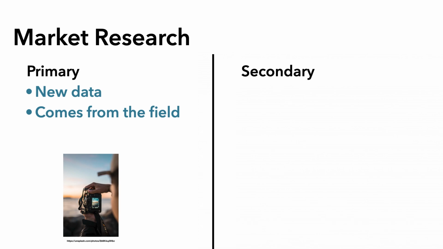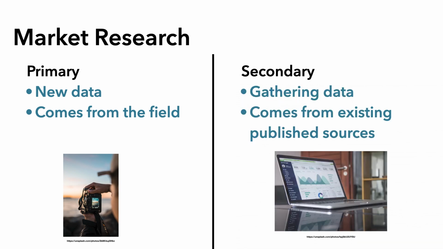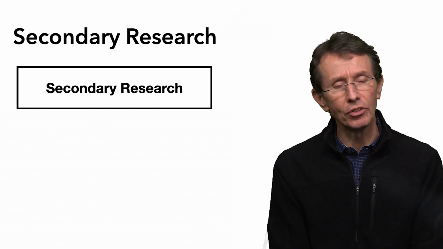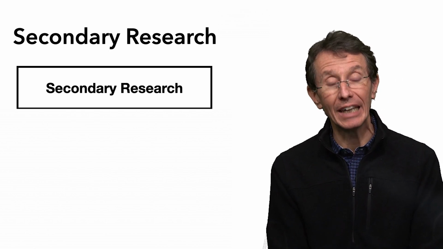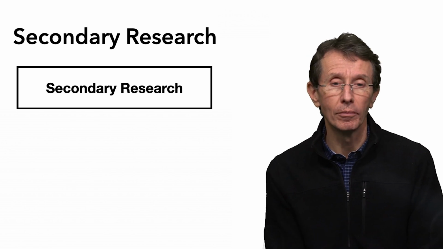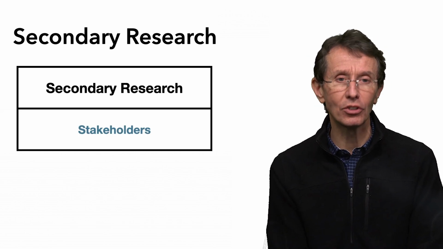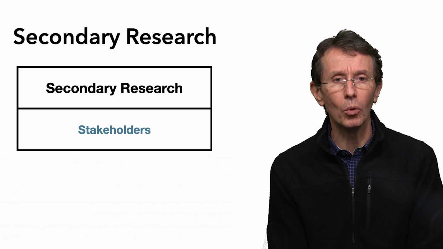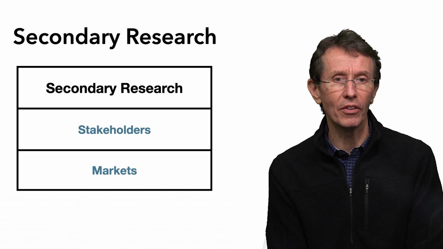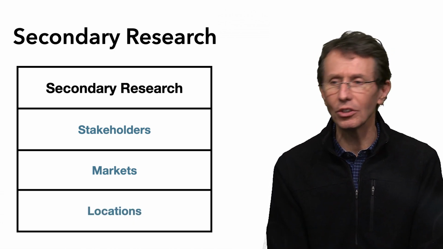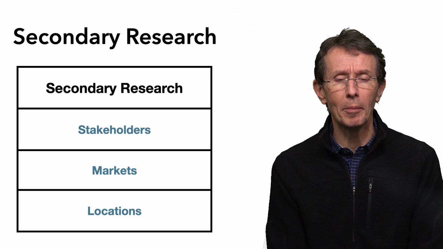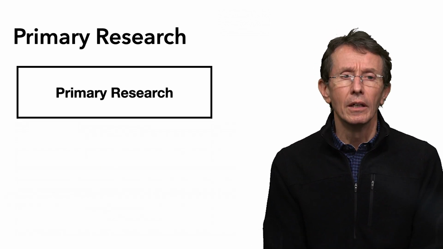And then secondary is that flip side. It's gathering data from existing, often published sources. In needs finding, secondary research is often used to help identify and inform us where to look. So where do we look? Well, let's go and find that out on the internet, by talking to people, by reading reports. Where are the markets? How big are they? What locations are they in? Where in the country? Where in the world? Where in my locale? So secondary research tends to be about aiming where we're going to look.